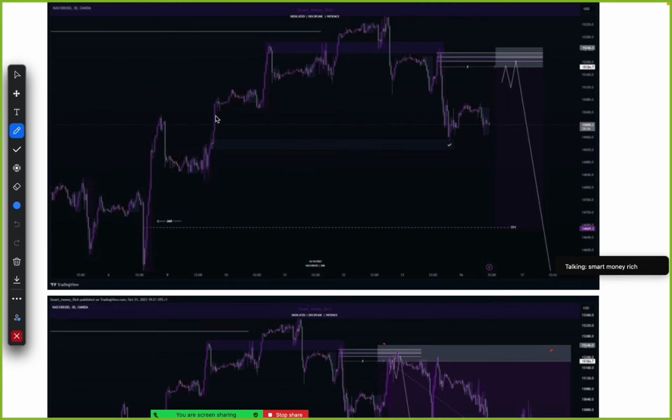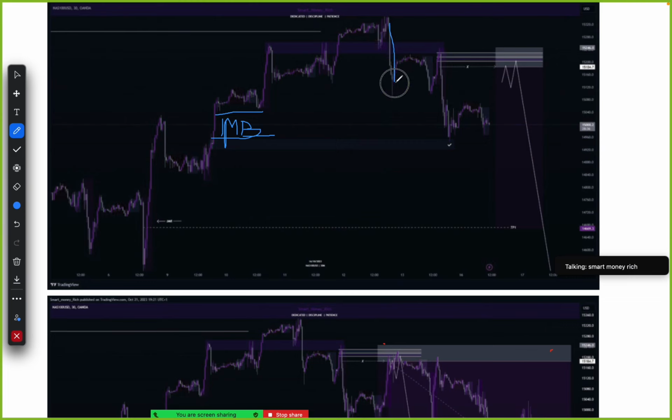You see this open gap here and here. There is an imbalance right here, right? There is an imbalance right there. The market will always trade to come and fill the imbalance and mitigate the demand. Now, you see what the market did?